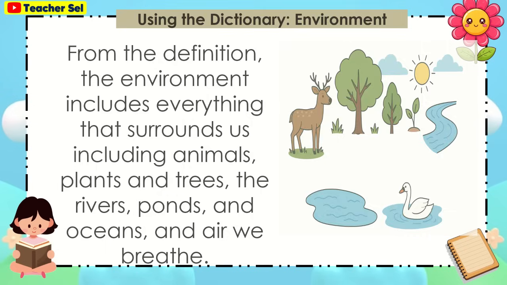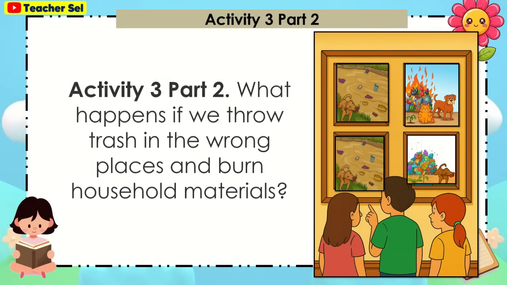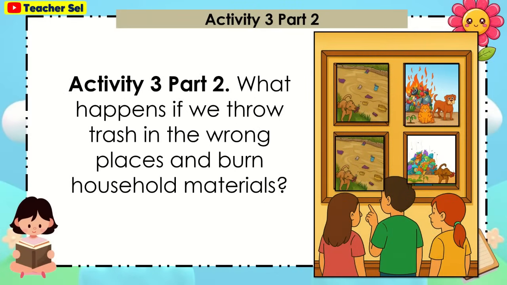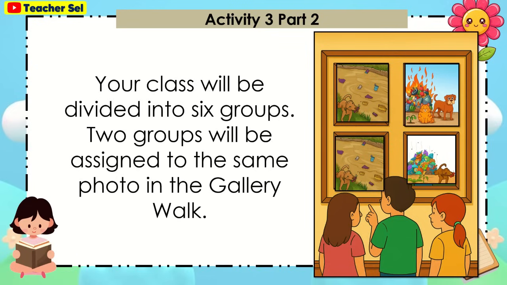For Activity 3, Part 2, what happens if we throw trash in the wrong places and burn household materials? Your class will be divided into 6 groups. 2 groups will be assigned to the same photo in the gallery walk.